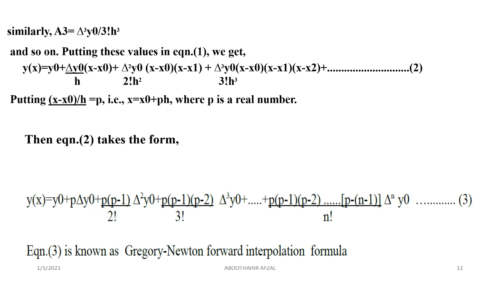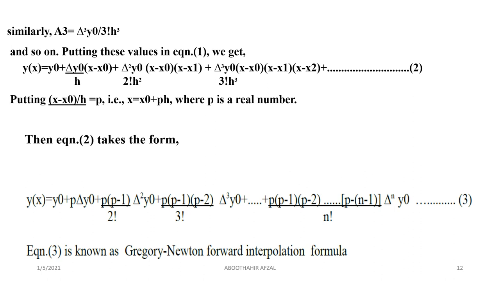So why am I calling this an interpolation formula? Because I am finding the value of y at a given value of x. I don't know the y value at that x value, because I have only x0, y0, x1, y1, x2, y2, like that. So I have only discrete x values and the corresponding y values. But in between, I choose one x value, and then I find the value of y for that x value.